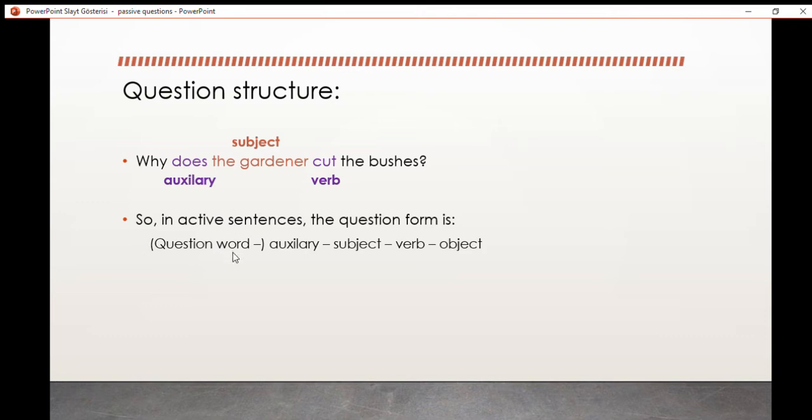Why? Because not all the question structures will have a question word. Some questions are yes/no questions and some are WH questions. For example, this one is a WH question. Why? Or it could have been, does the gardener cut the bushes? Yes, she does. Or no, he doesn't. So then we wouldn't have the question word. We would simply start with does.